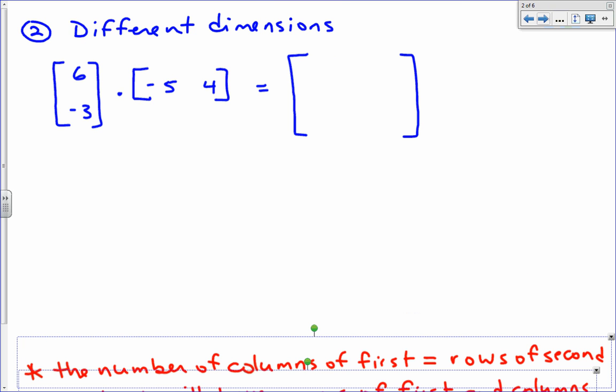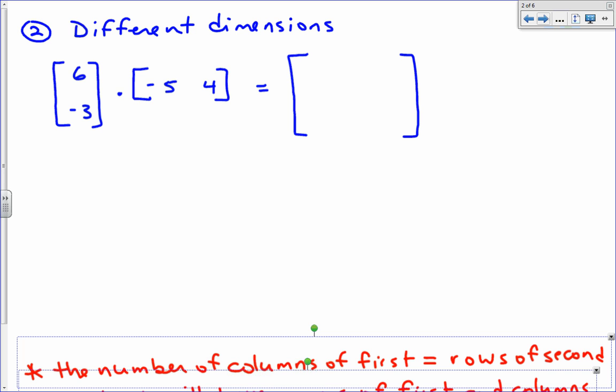In that first example, both of those matrices had the same dimensions, but multiplying matrices can work also if the two matrices have different dimensions. So in this example, the first matrix is a 2 by 1 matrix, also called a column matrix because it consists of only one column, and I'm multiplying it by a 1 by 2 matrix, which is a row matrix. It's got just the one row. So I'm going to follow the same steps here.